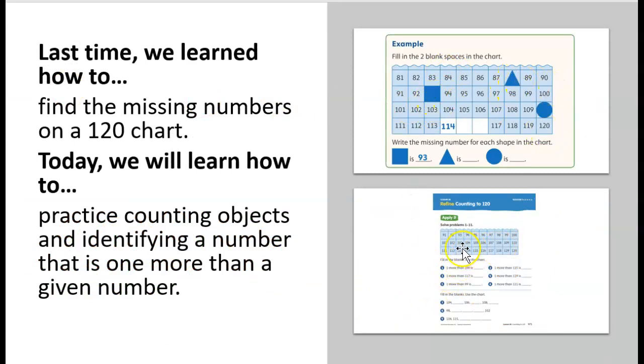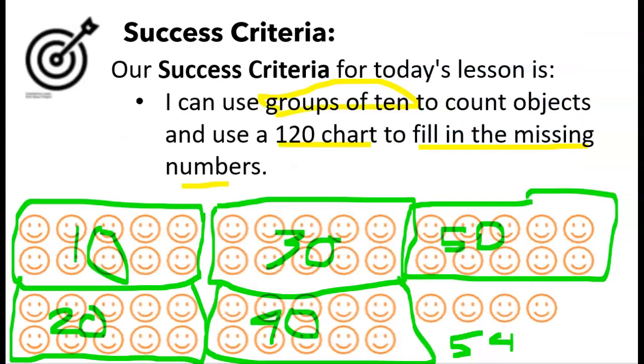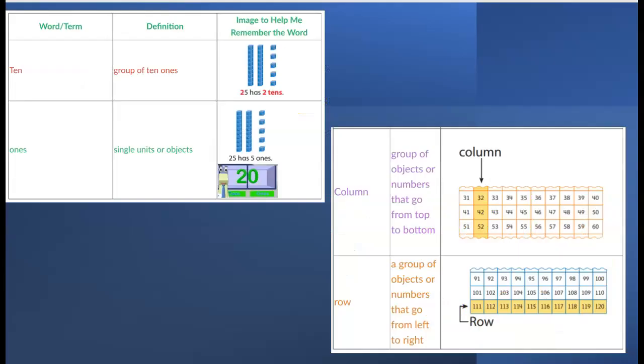All right, we're going to use the 120 chart in order to think about how many more. So what would one more than 54 be? One more than 54, if I put another happy face here, that would be 55, wouldn't it? Okay, so we understand I can use a group of 10 to count objects and use a 120 chart to fill in the missing numbers. And you can add one more.